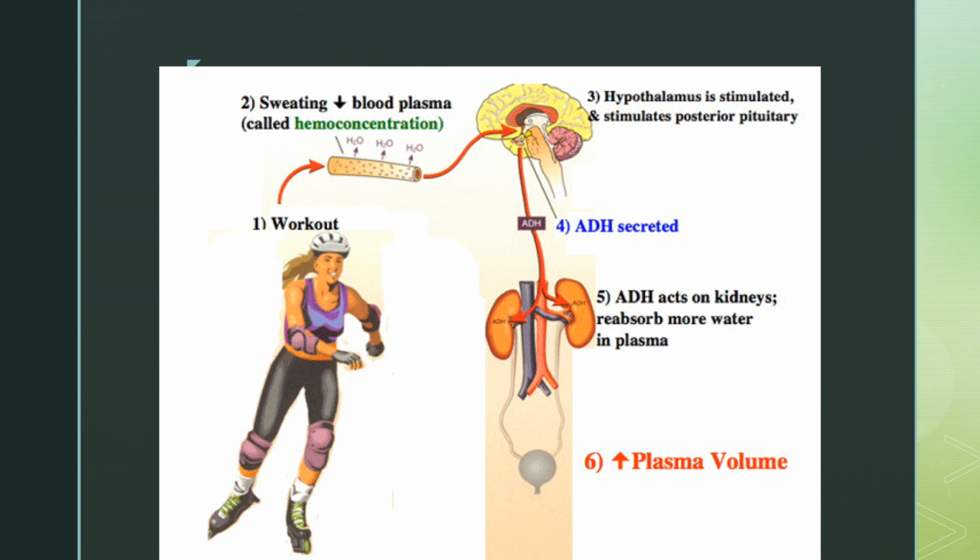Quick reminder of the role of antidiuretic hormone. Let's assume a scenario in which a person works out and this results in sweating, which results in loss of fluid from the intravascular space. This will be signaled by the hypothalamus. The hypothalamus will send a stimulus to secrete more antidiuretic hormone. ADH in turn will go to the kidney and act on the renal tubules to prevent loss of water into urine and encourage reabsorption of water into the plasma. This will result in restoring the plasma volume.